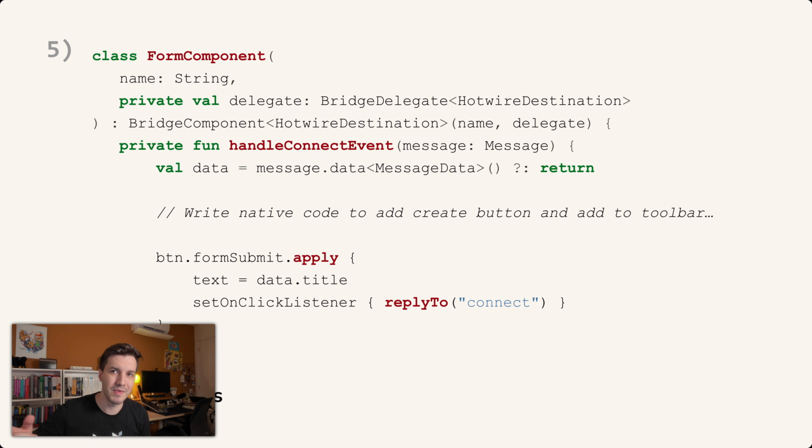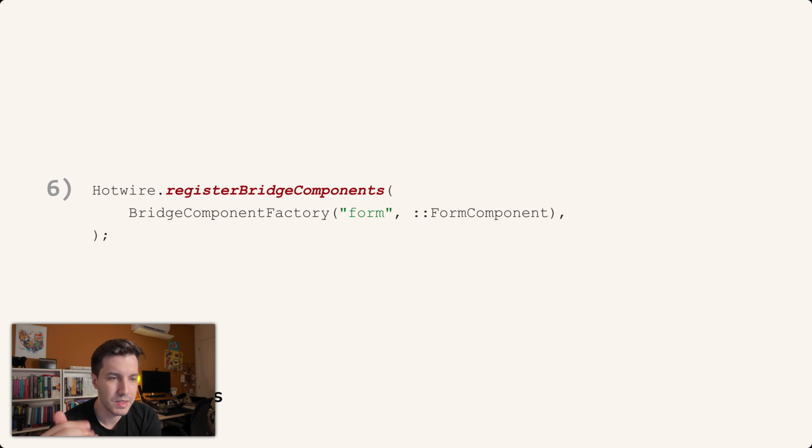So the web sends a connect message, which gets the button to appear in the title bar. When the button is pressed, the native client will reply back to that connect message, which gets the web form button to be clicked. The last part is just registering the components, so we'll see more about that in a little bit.